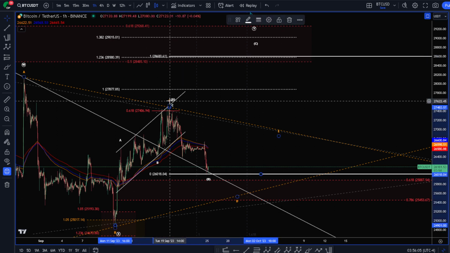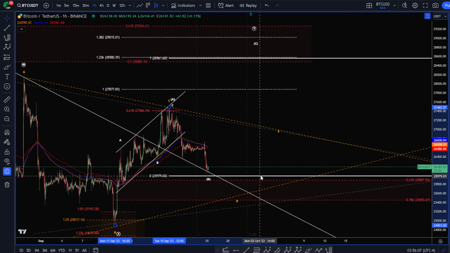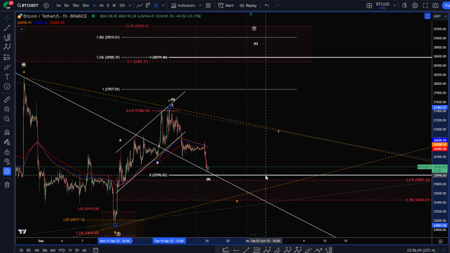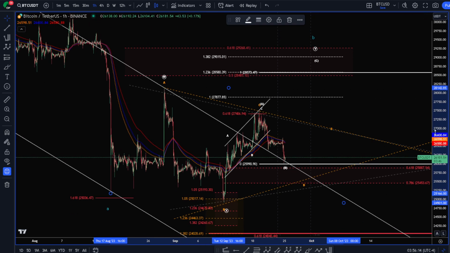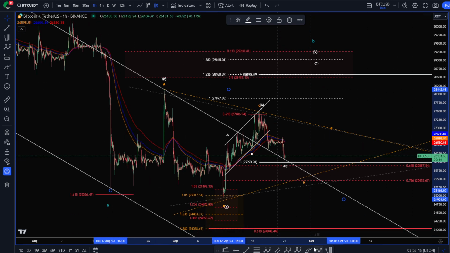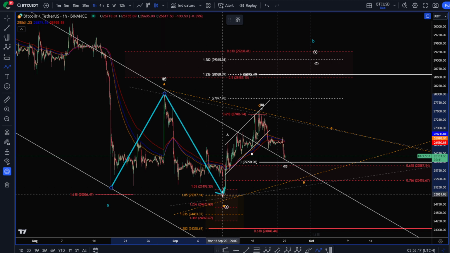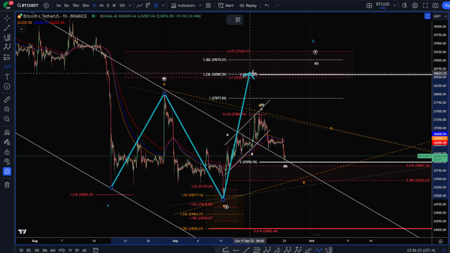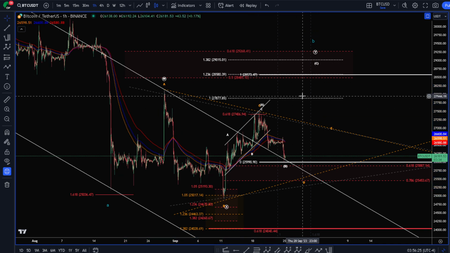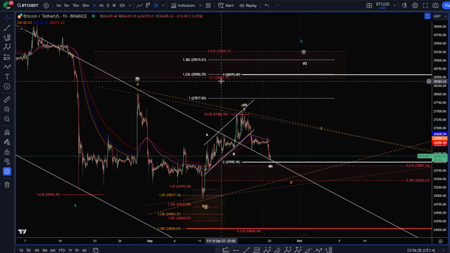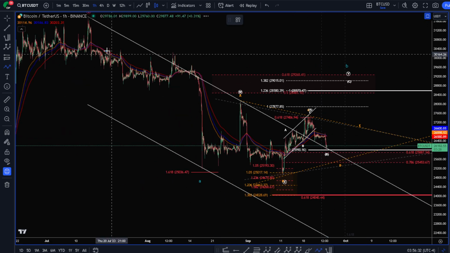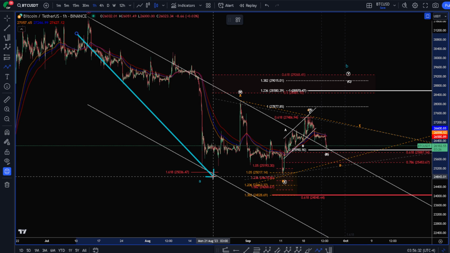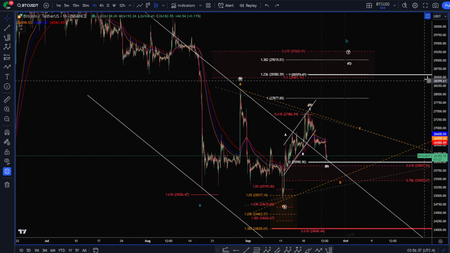So I took the extension of our A wave, looking for our C wave. You can see the 1-to-1 there moving right at the bottom. That lines up at the 1.236 of this W wave extended off this X wave. That lines up with the 1.236 there, which is an expected target of our Y wave. And it also lines up between the 50 and the 618 of this down move. So that's what I'm looking at in Bitcoin, guys.